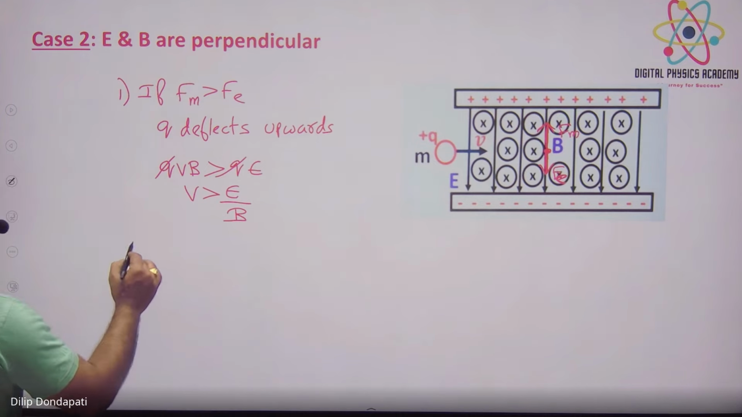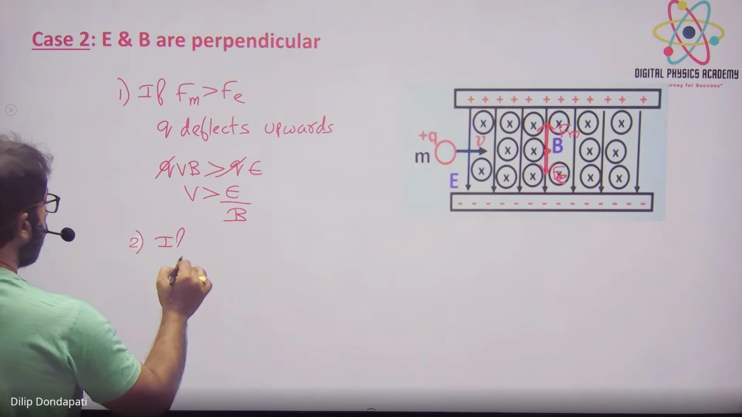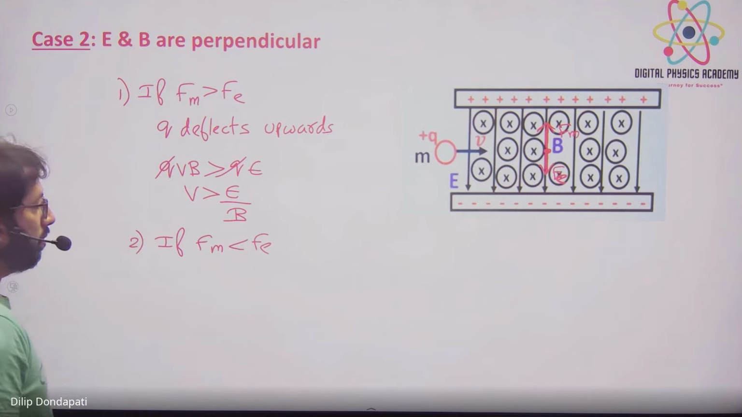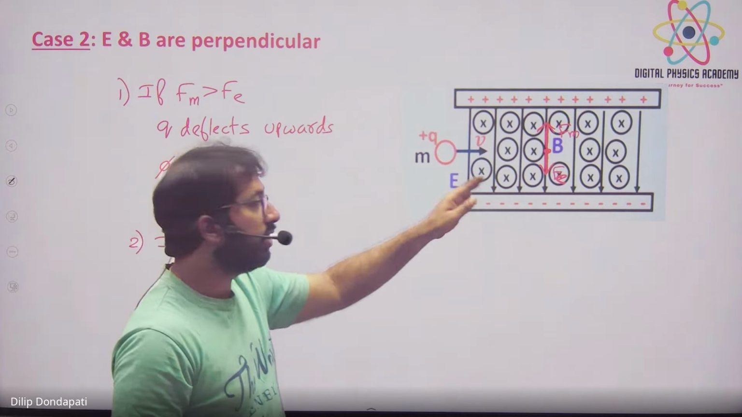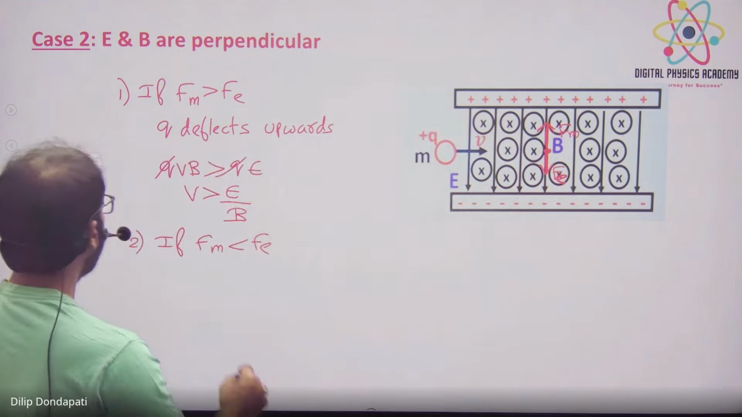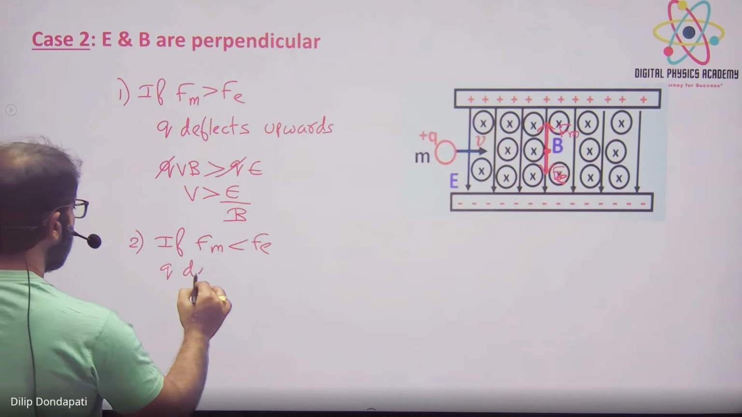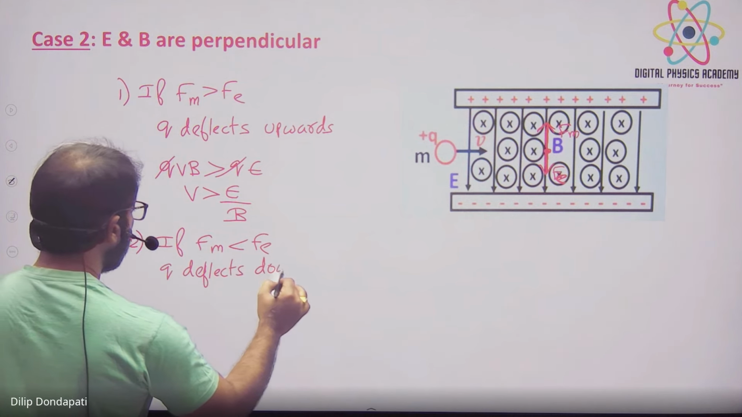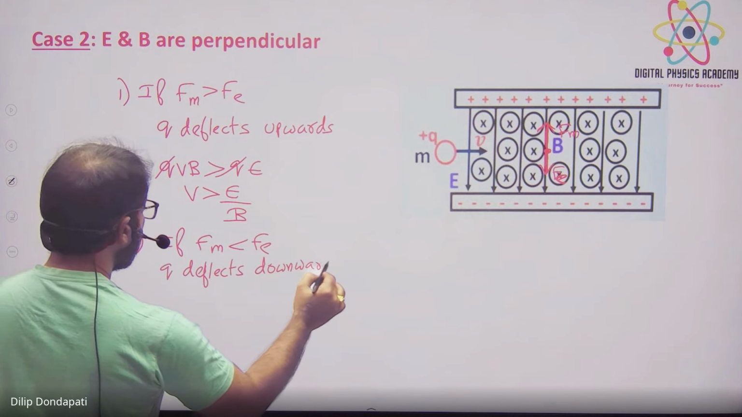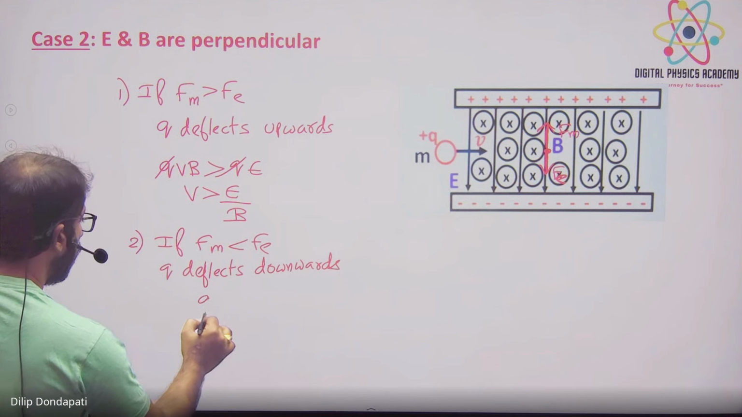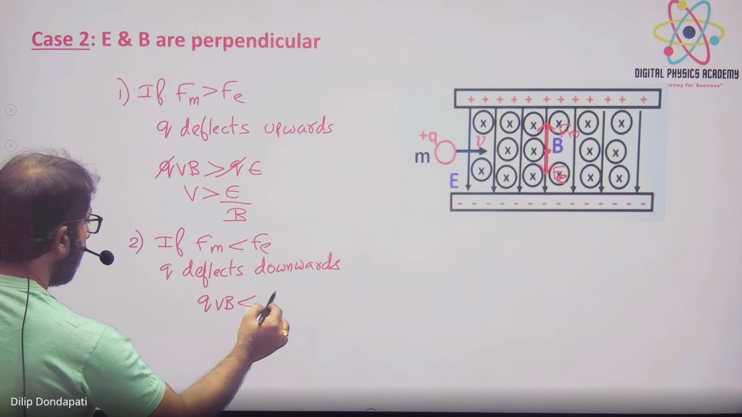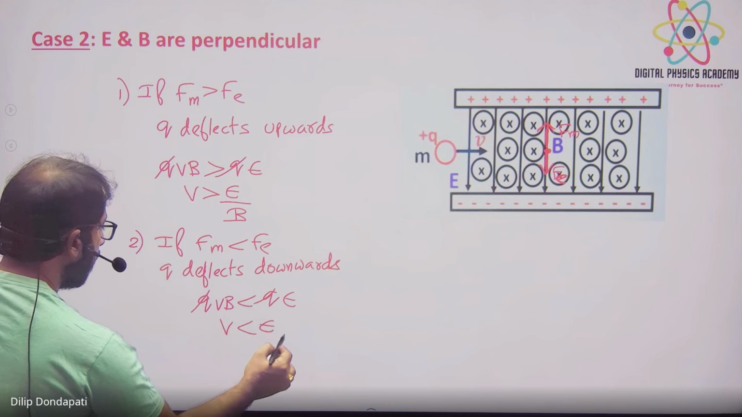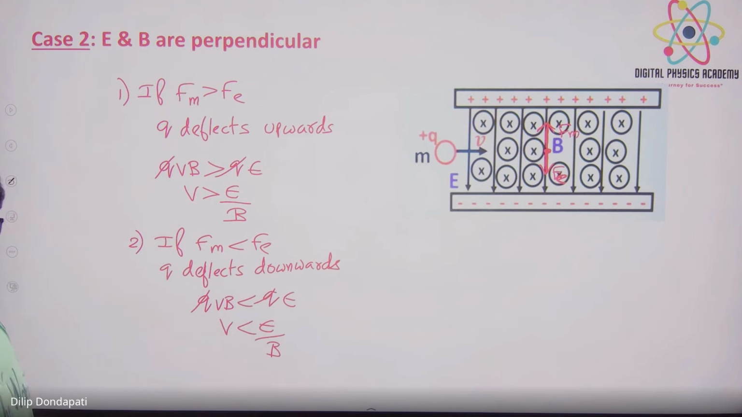Now the second case: if FM is less than FE, meaning indirectly the electric force is more, that's why the charge deflects downwards. So QvB is less than QE. So Q cancels. V is less than E by B.